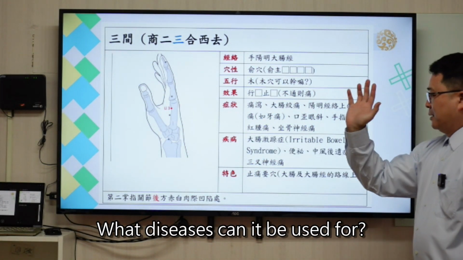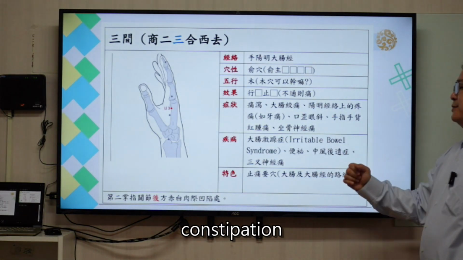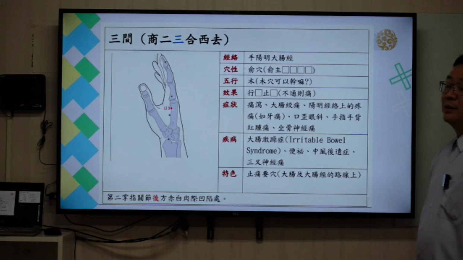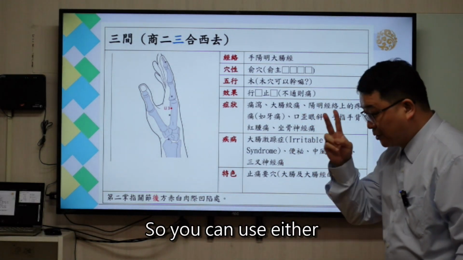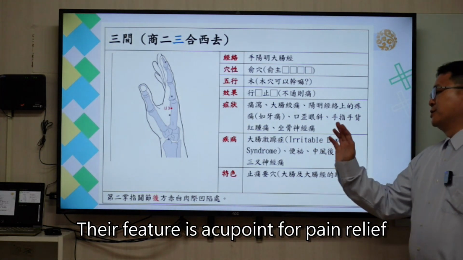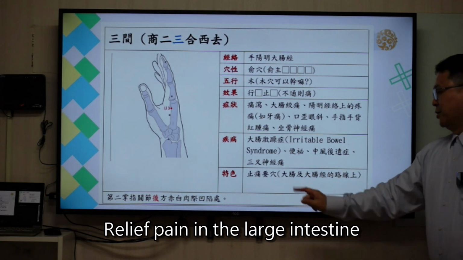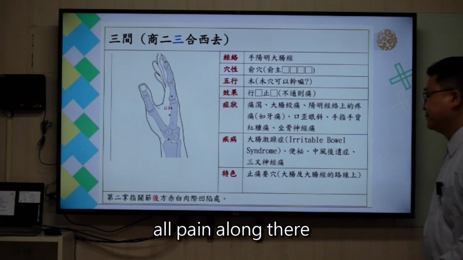What diseases can it be used for? Irritable bowel syndrome, constipation, sequelae of stroke, trigeminal neuralgia. So Hegu and Sanjian, didn't I say they were both with acupuncture? So you can use either. Their feature is that they are acupoints for pain relief. Relief of what kind of pain? Pain in the large intestine and along the large intestine meridian. All pain along there.